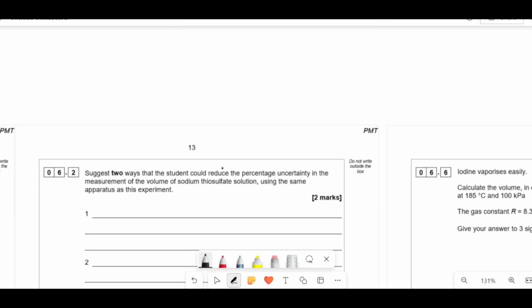So if you've seen my other videos, I'll yap about this real quick. Percentage uncertainty is equal to your uncertainty over your measured value, right? Now, how are we going to reduce this? The obvious thing is to reduce the uncertainty in your equipment. But the question says we're using the same equipment, so this is staying constant. So the only thing we can do is change this.